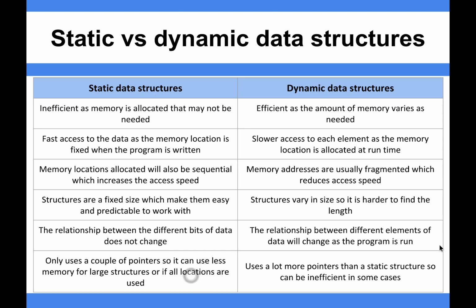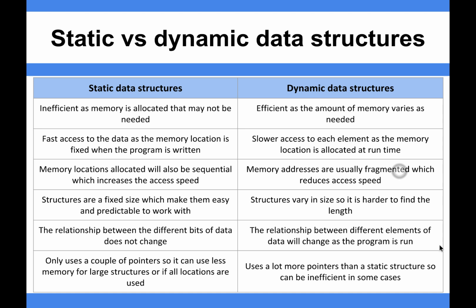But then again, if I've got 10 items where only 5 are used in dynamic, I'd only be using 5. So therefore that would be better. It's confusing, but it's all dependent on what you're using it for, which one's better. They both exist for a reason. Dynamic structures are typically efficient as the amount of memory varies as needed. However, it's slower to access each element as the memory location is allocated at runtime, and you've got to use the pointers to hop between the memory locations during access.